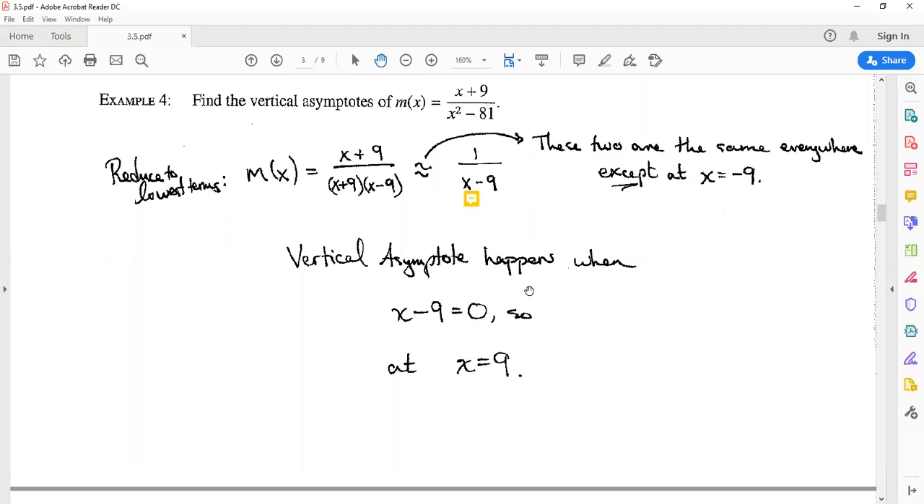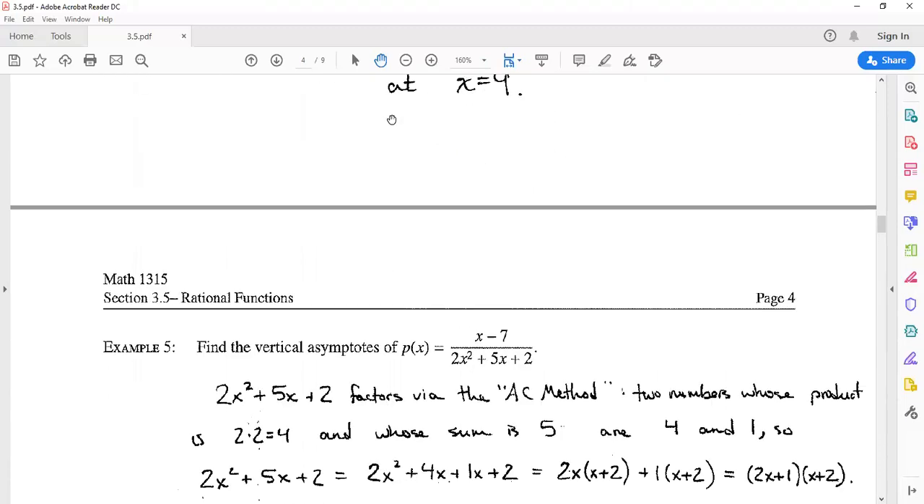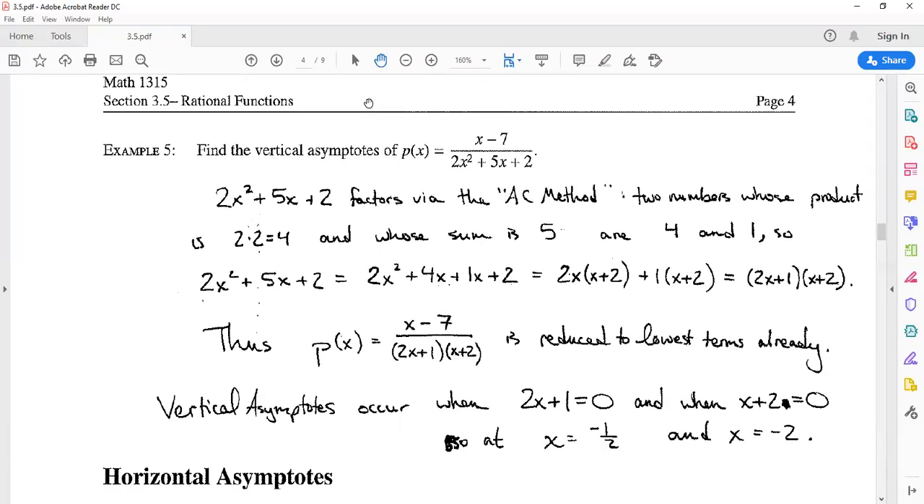So your quiz for this lecture is about a problem that's, I think, sort of similar to this, where you have to do a little bit of factoring and dividing out to determine what is the vertical asymptote of some given rational function. Okay, so let's move on.